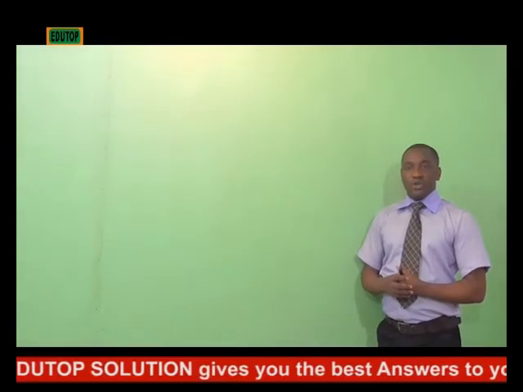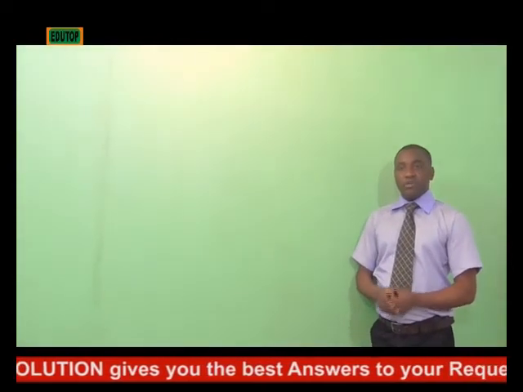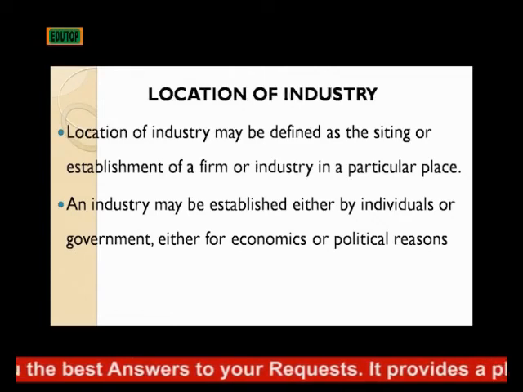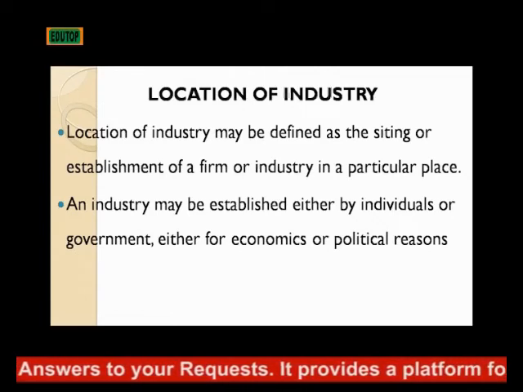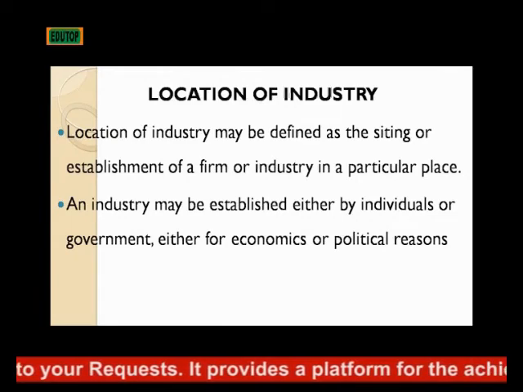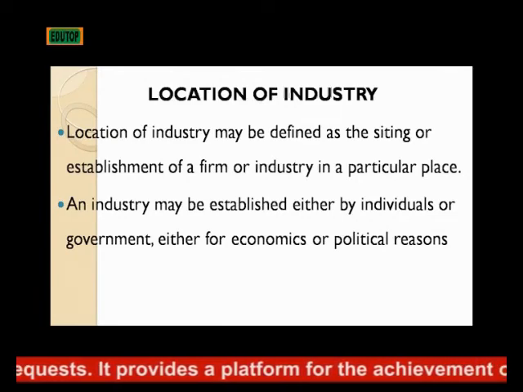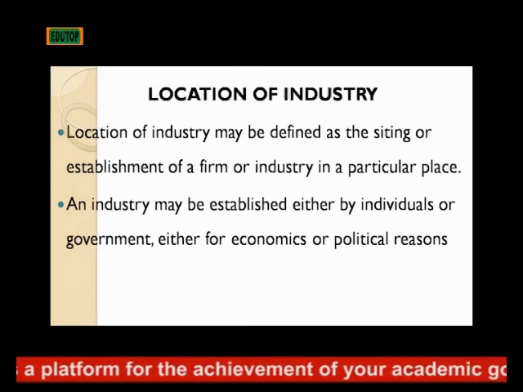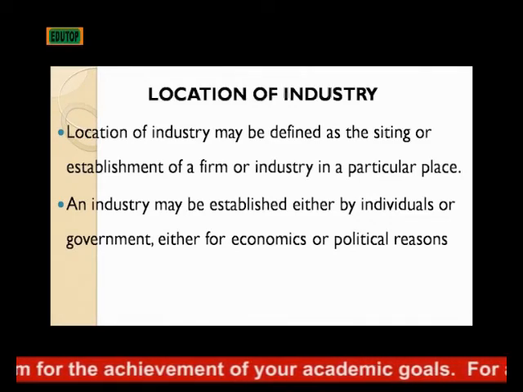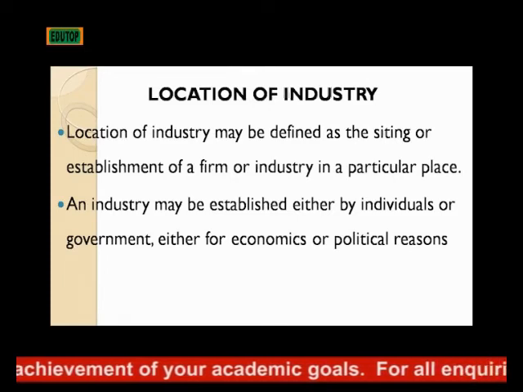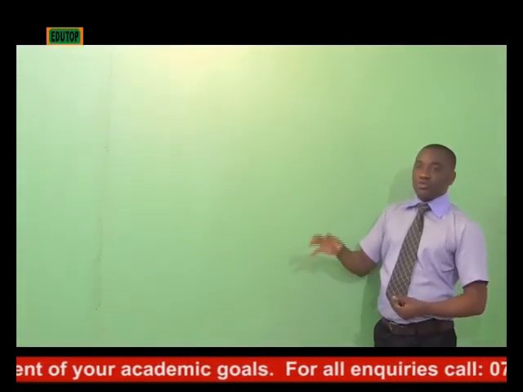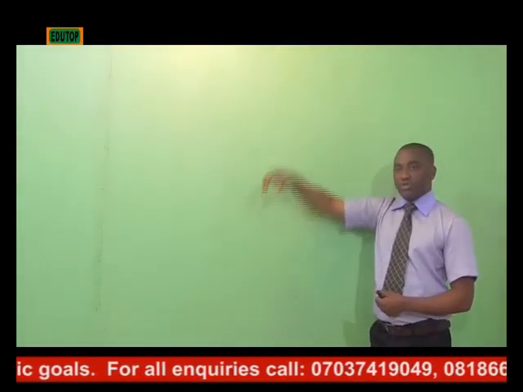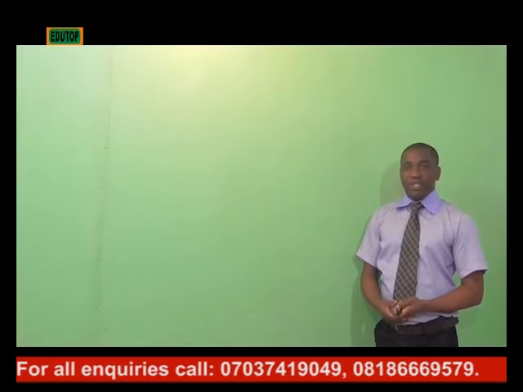Then we have location of industry. When we talk of location of industry, it may be defined as the siting or establishment of a firm or industry in a particular place, in a particular location, in a particular environment. An industry may be established either by an individual or by government, either for economic purpose or for political reasons. So the location of industry deals with locating or siting an industry or a firm in a particular place.